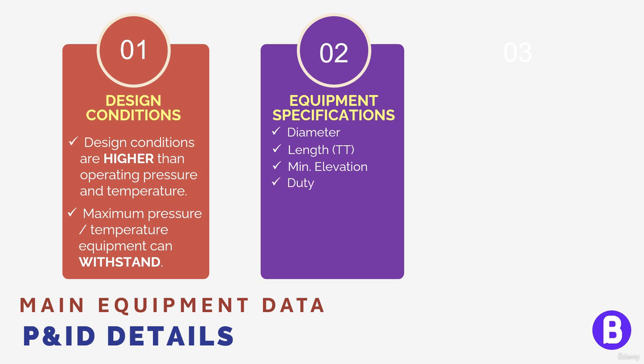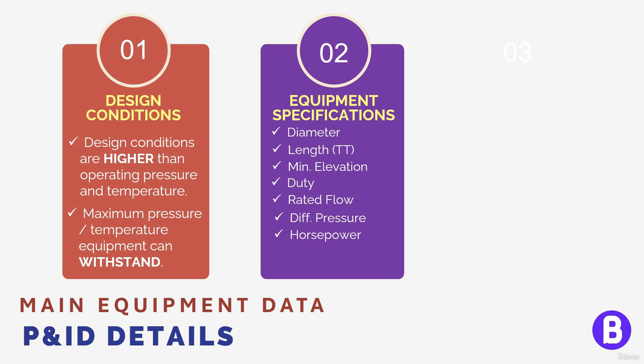For heat exchangers, usually the duty is shown on the P&IDs. Some companies may also show the main exchanger dimensions, such as shell diameter and tube length. For pumps and compressors, the rated volumetric rate, differential head, and the rated power are shown.